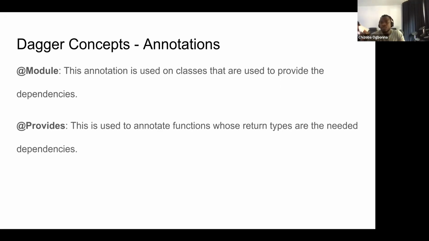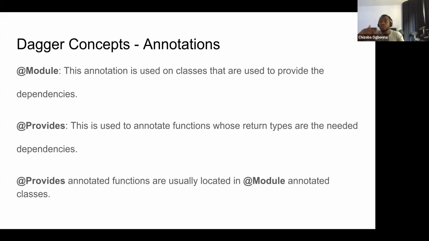And so @Provides is one annotation that you use on functions. So @Module, you use on a class, then you use @Provides on the functions, because functions are what you are going to use to create your dependency. The return type of these functions are the dependencies that are actually needed. So what this @Provides function is returning is actually the dependency that is probably needed somewhere.